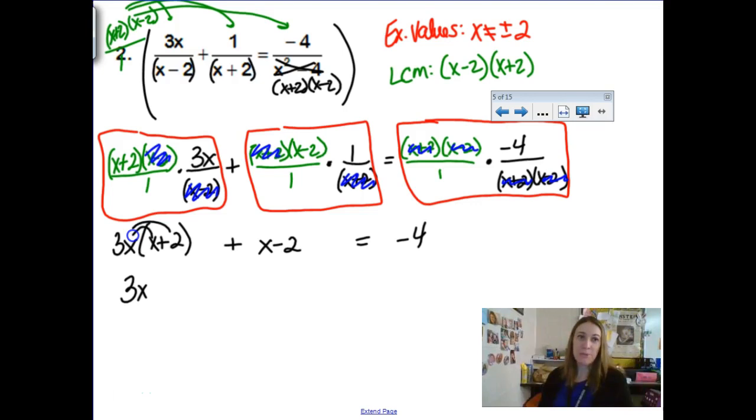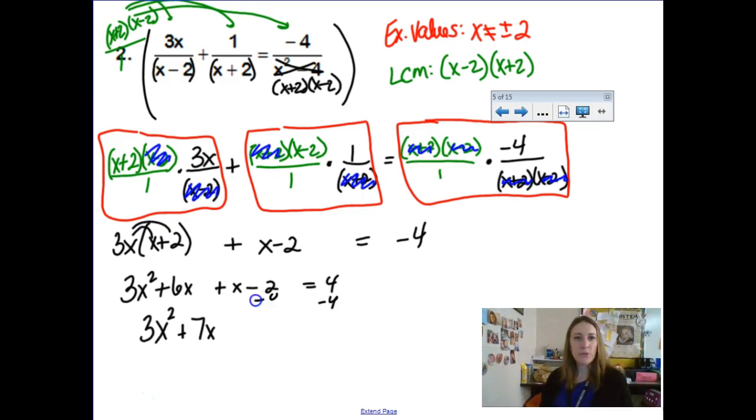Yeesh, we got a quadratic, people. 3x squared plus 6x plus x minus 2 equals 4. And because we have a quadratic, we have to collect all of our like terms to one side and set it equal to 0. We're probably going to factor this to find our answers. So 3x squared, adding these x's together, I get plus 7x. And then I would have subtracted this 4 over here, so minus 6. Good thing you guys are so wonderful at factoring.